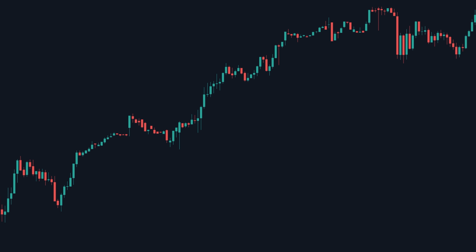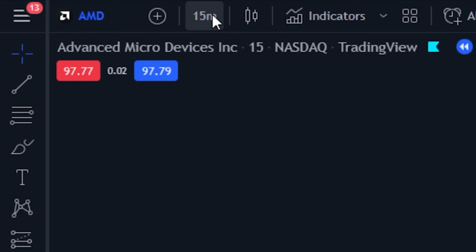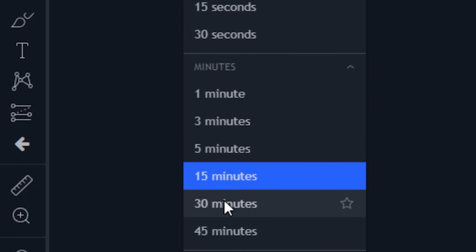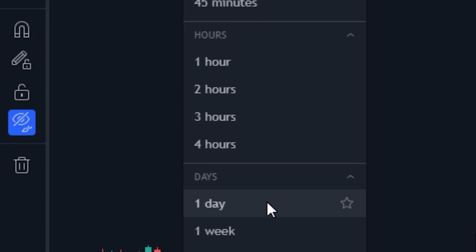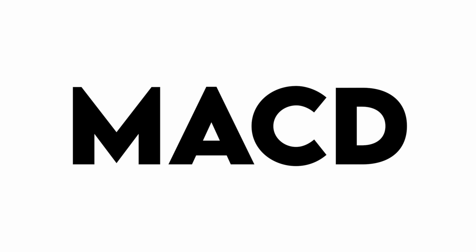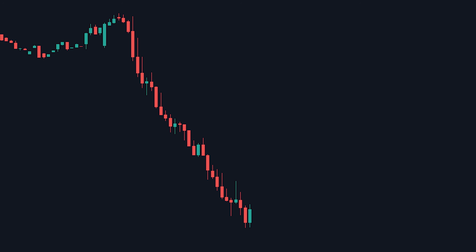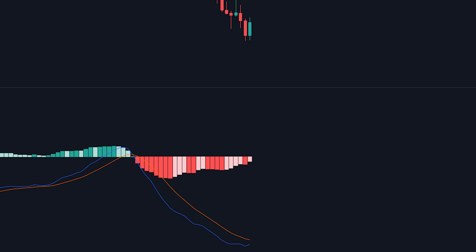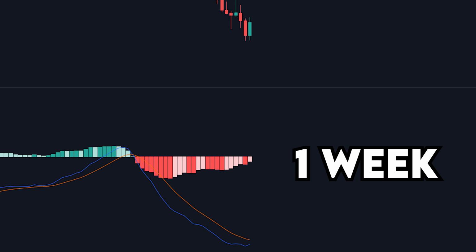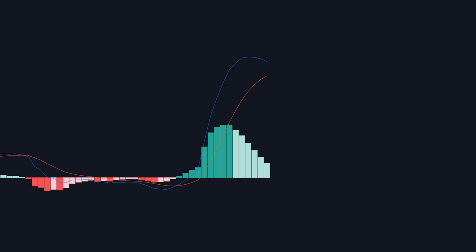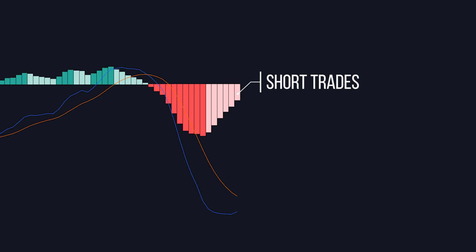So the steps for this strategy are as follows. You first go to your preferred time frame, whether that's the 5 minute, 1 hour, 1 day, week, whatever. Then you're gonna open a separate tab and have your MACD on one time frame higher. So for example, if your preferred time frame is the daily, you would set your MACD indicator to the 1 week time frame. If the MACD histogram is positive in green, you look for long trades. If it's negative in red, you look for short trades.